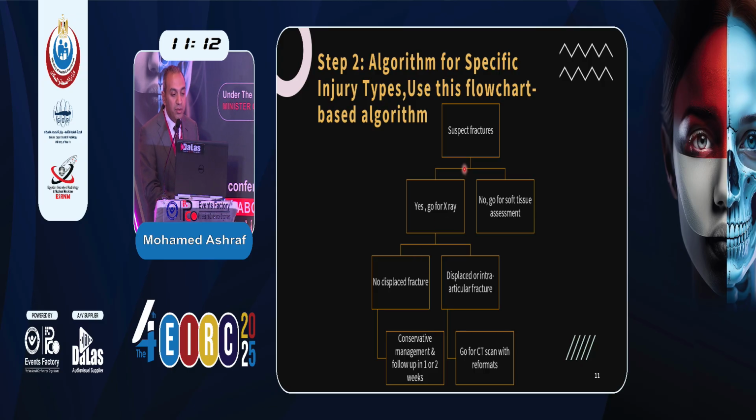If we suspect a fracture, go for X-ray. If you don't suspect a fracture and suspect soft tissue injury, you can go for ultrasound or MRI. If you find a fracture on the plain X-ray, you can follow up in 1 or 2 weeks, but if you find a displaced or intra-articular fracture, go for CT and do reformatted images.